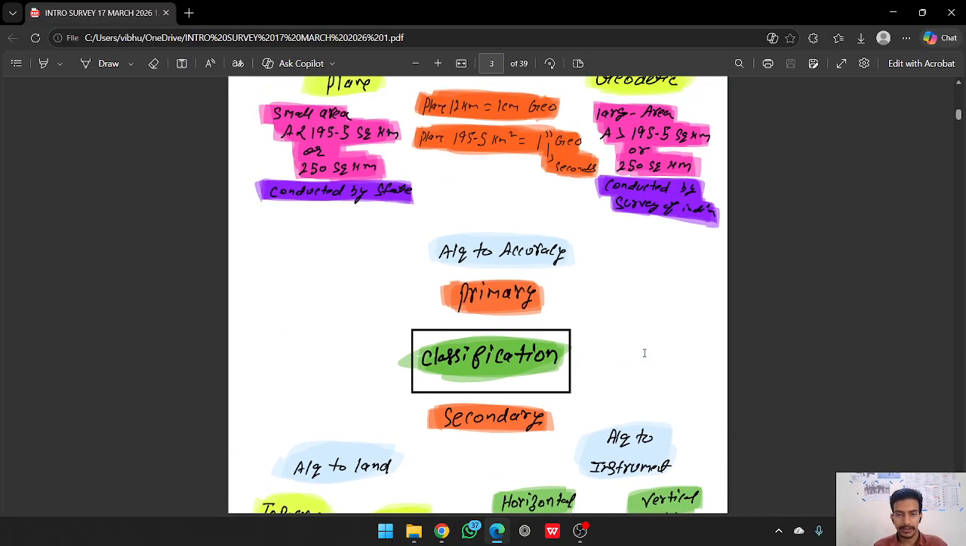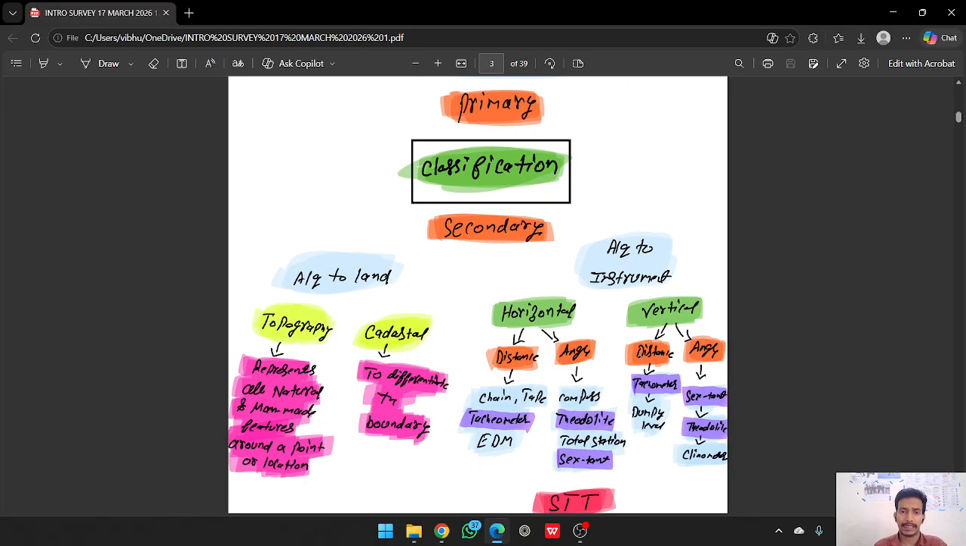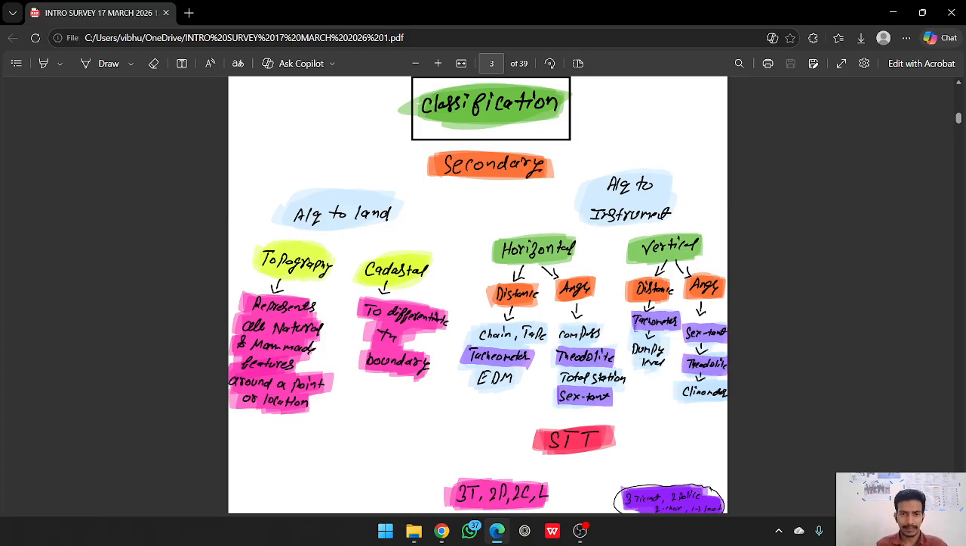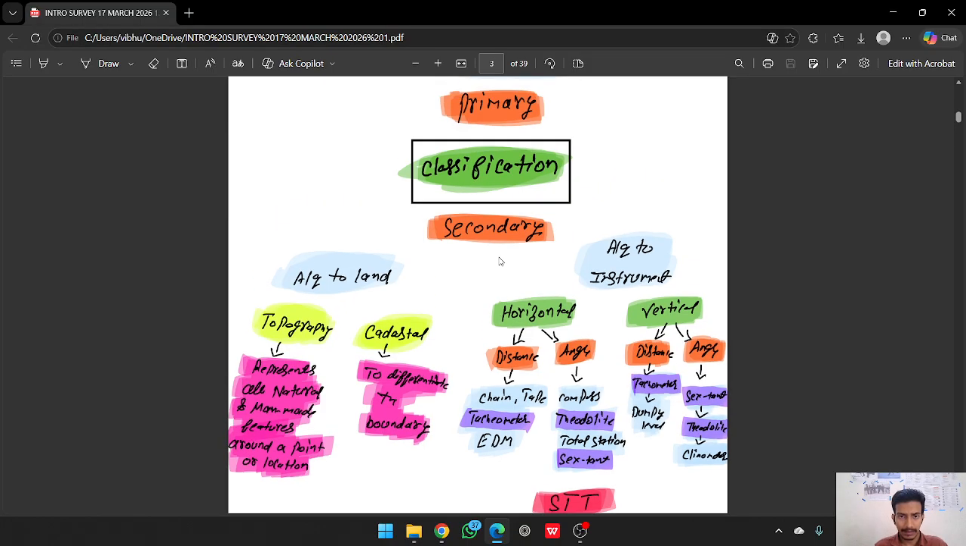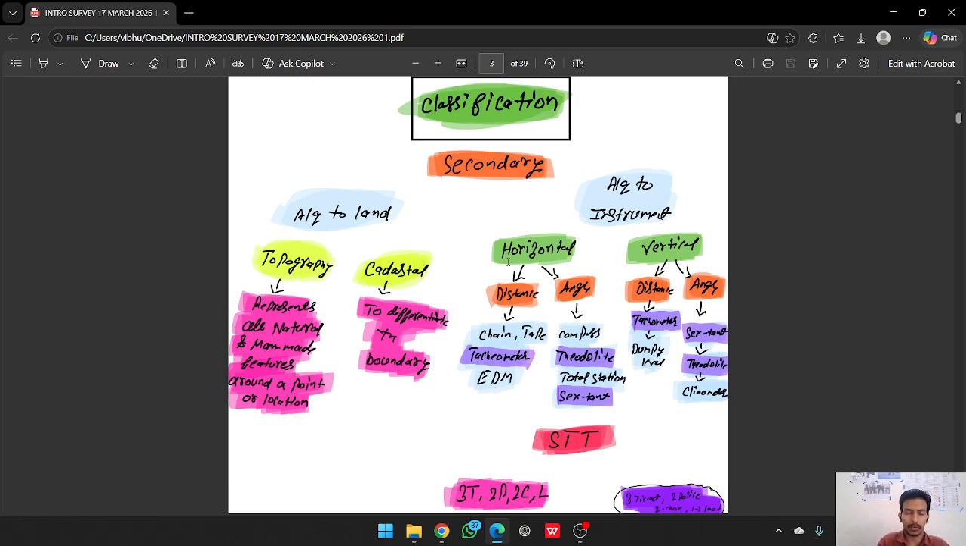Now we will discuss the secondary classification. The secondary classification is based on land: topography, cadastral, and also city survey. You know that the city survey is for future development. That is known as city survey. So I didn't write it here. The main ones are topography and cadastral.